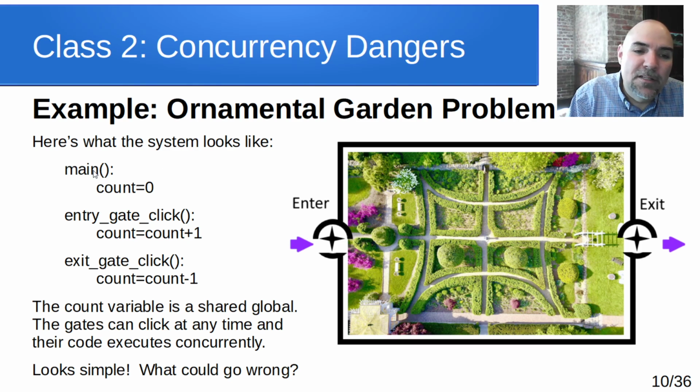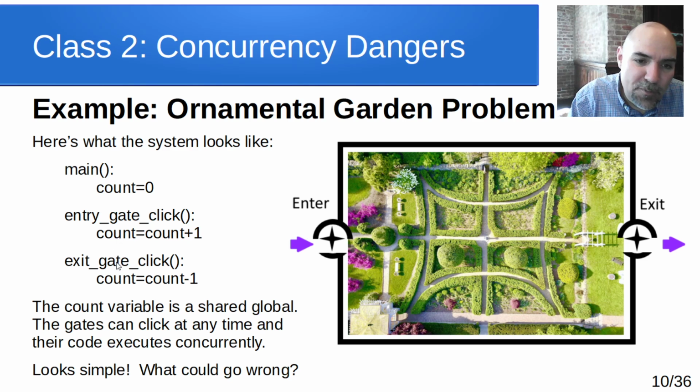So here's what the code might look like. You have some main that starts up, count equals 0, and then after that, let's say these processes are running concurrently, but let's say they're running on an interrupt. So when somebody comes in, click, the entry gate code runs, count equals count plus 1. When somebody exits, click, this code runs, count equals count minus 1.